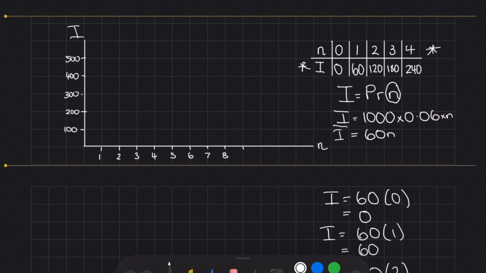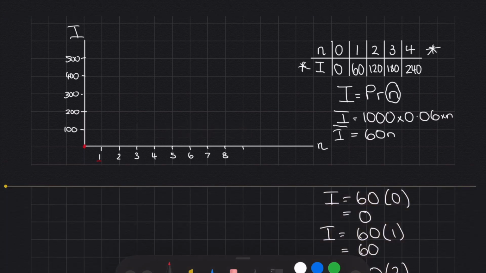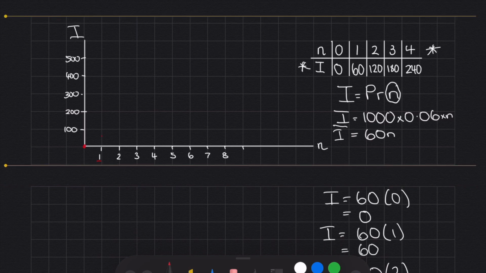Then what we do is, I'm going to do this in red, we go through and plot our points. When N is equal to 0, I is equal to 0. So that's this point here. We put that point there. Then when N is equal to 1, I is equal to 60. That's just over halfway, so about there on our graph.